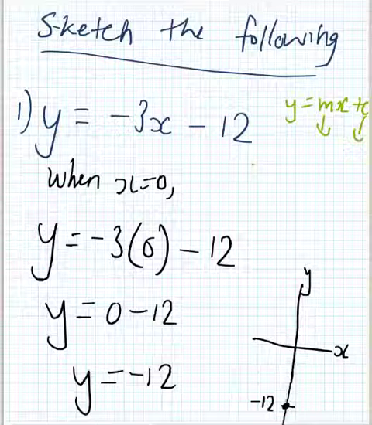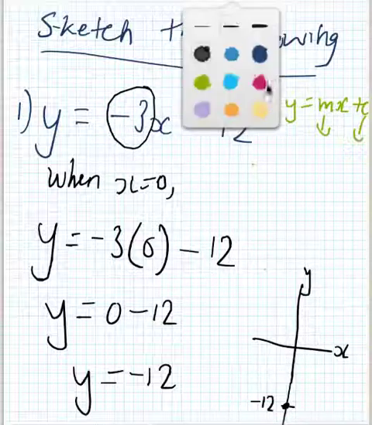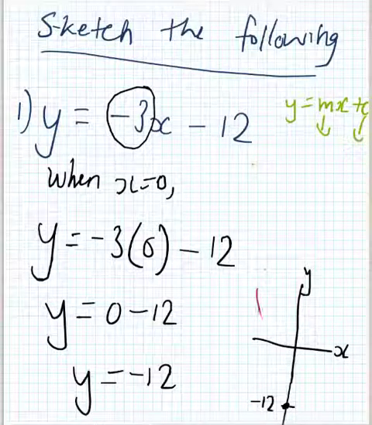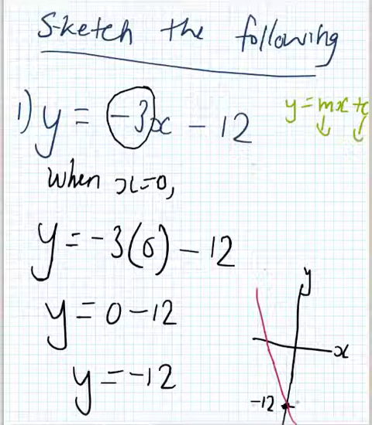Okay, when y is negative 12, x is 0. So it has to be on the y-axis. Now, the other thing to look at is, because it's in the form of y equals mx plus c, we can actually see the gradient. And the gradient is a negative 3, which means it's going down the hill. So if I had to do a quick sketch, it'll be something like that.